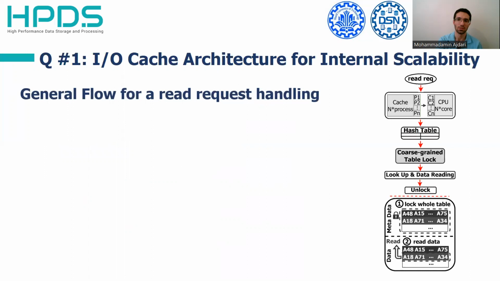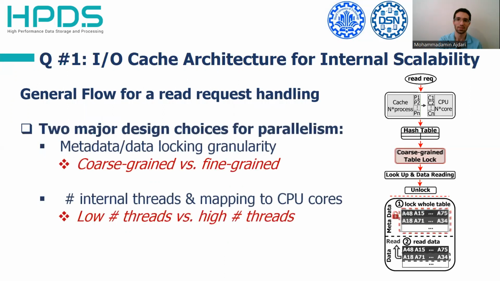Our first question is, which architecture for lookup logic provides the most scalable hit request management? We expect 2 parts of the hit request management to have significant impact on performance: the granularity of accessing the metadata table and its locking, and the number of internal threads of the cache. Our analysis on real caches shows that locking has two types: coarse-grained, which is locking the whole table, and fine-grained, which is locking part of the table. Multi-threading can also be of two types, with a low number of threads and a high number of threads.